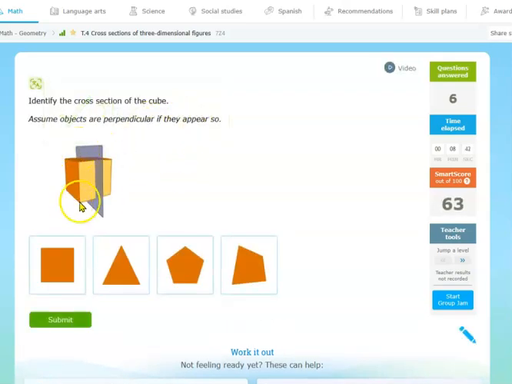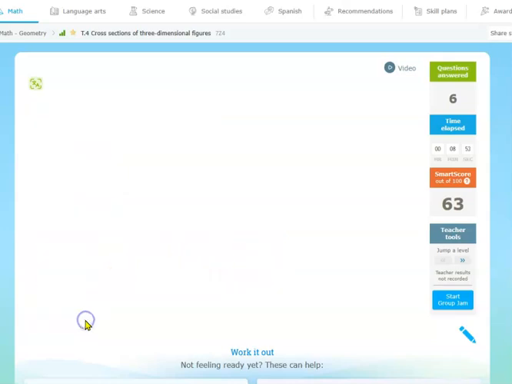Same thing right here. Think about a loaf of bread or a block of cheese. When you cut down through the middle of it and look at the two faces that you've cut, they're going to look like squares.